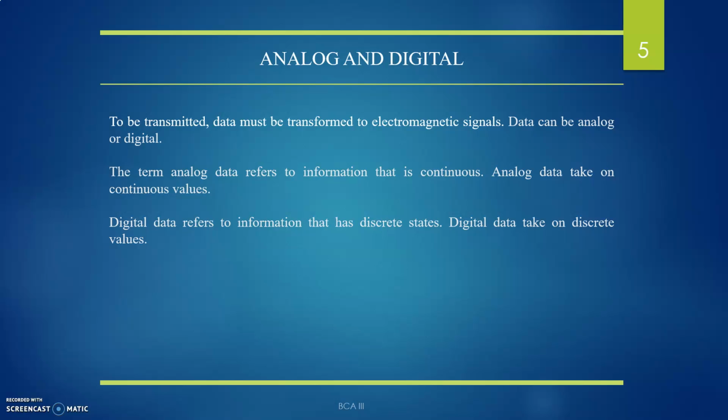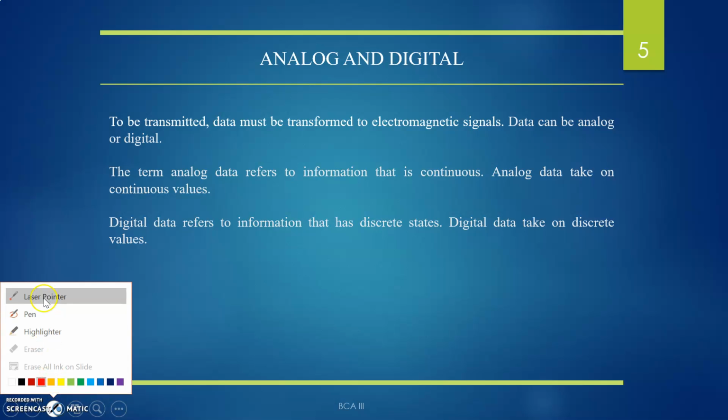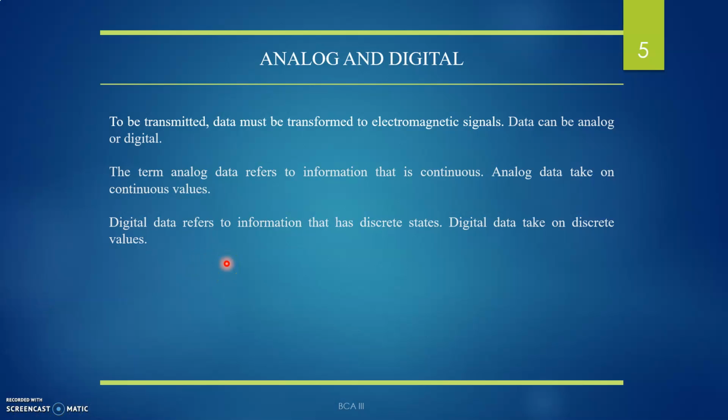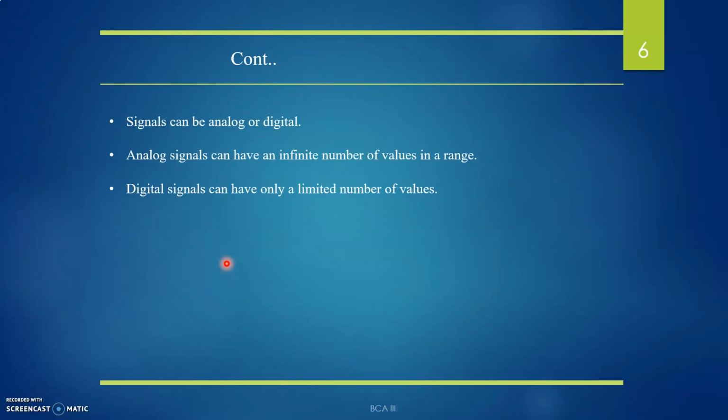Now, like the data, they represent the signals as well. So a signal is also represented as either an analog signal or a digital signal. So what are analog signals and digital signals? An analog signal has infinitely many levels of intensity over a period of time. We will discuss later that it is represented as a sine wave.